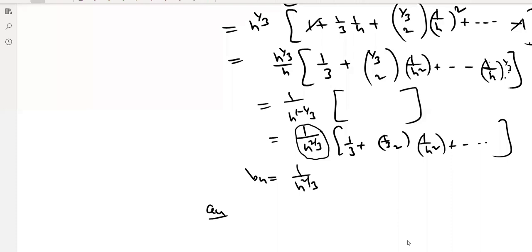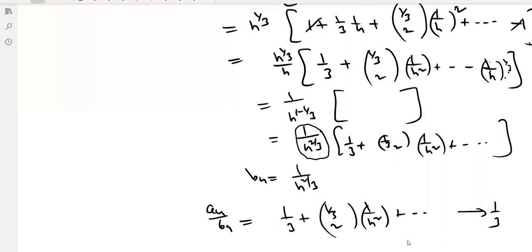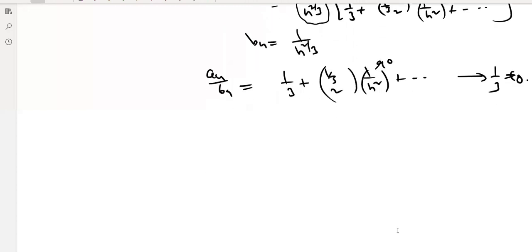Therefore, what is An by Bn? An by Bn is exactly, this cancels out, 1 by 3 plus 1 by 3 C2 into 1 by n and so on. Therefore, as n tends to infinity, this tends to 1 by 3, because 1 by n tends to 0. So 1 by 3, this is a non-zero finite limit. Therefore, summation An and summation Bn will have the same nature. As you know, summation Bn, with p equals 2 by 3, is convergent. Therefore, summation An is convergent.